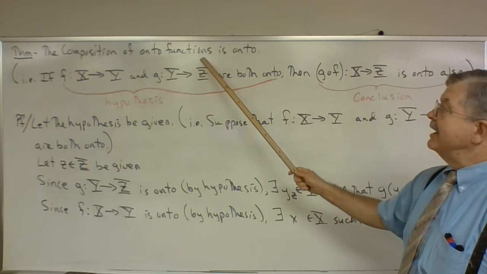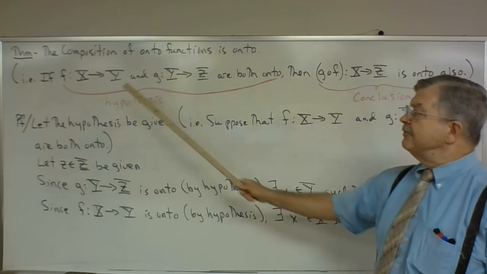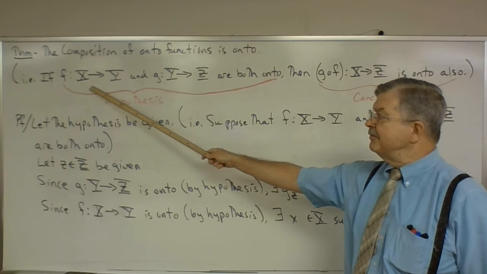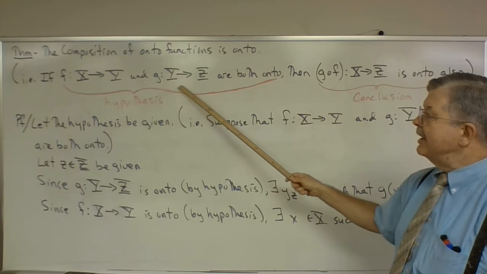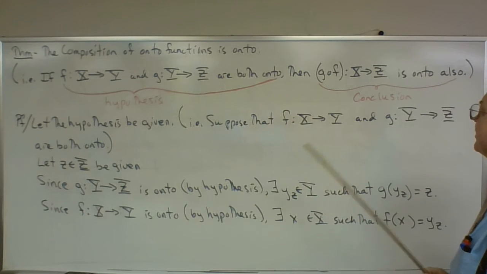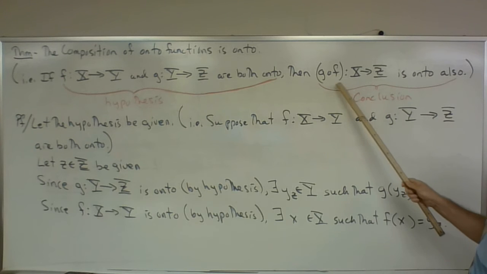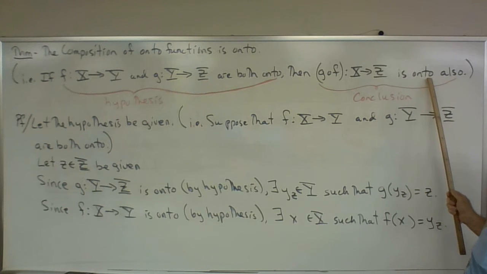We're showing that the composition of onto functions is onto. So we have a function f from set X to set Y and a function g from set Y to set Z that are both onto. And we're going to show that g composed with f from X to set Z is onto also.